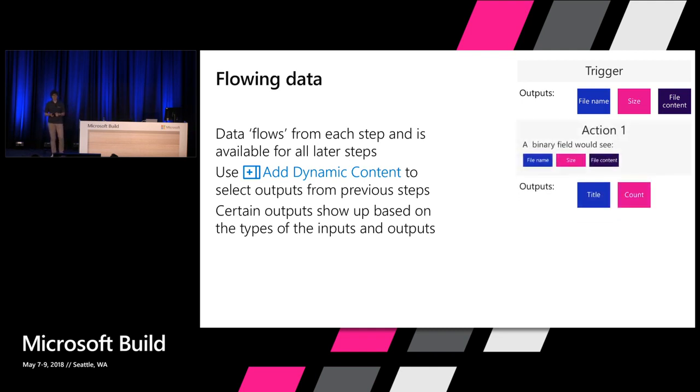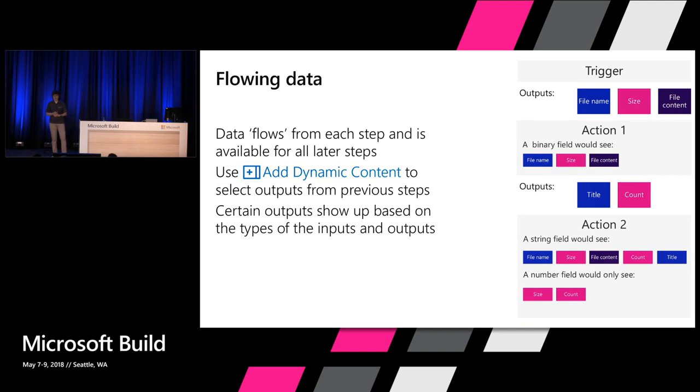If I then go and add an action onto the flow, and I have a field that takes any binary content as an input, I can use any of those trigger outputs in that action. So let's say this action is uploading a file to a particular folder. If I were to pass in the file name, I get a new file added to that folder that just has the file name as the contents. So that isn't exactly what I would want, but I can do that. Now, that action will in turn output additional data, such as the title of the folder and how many items were in that folder.